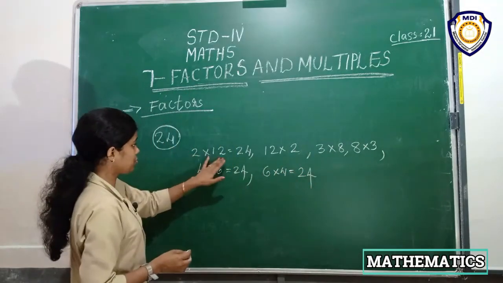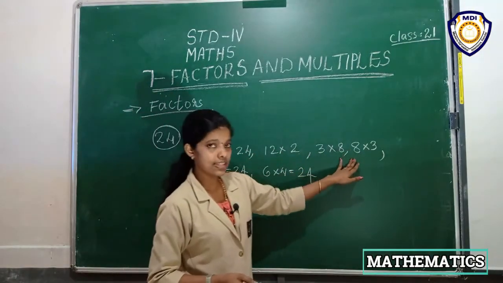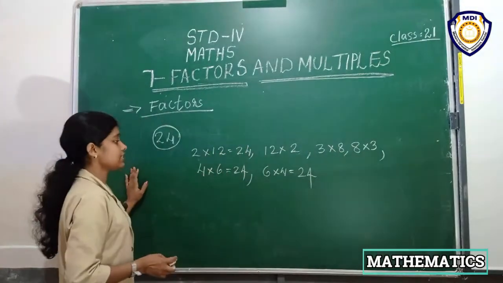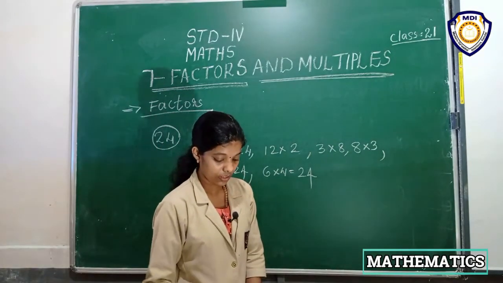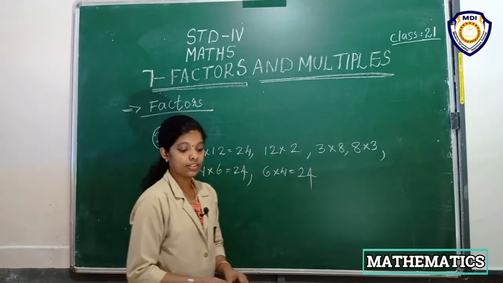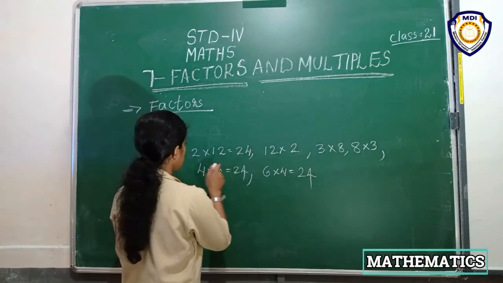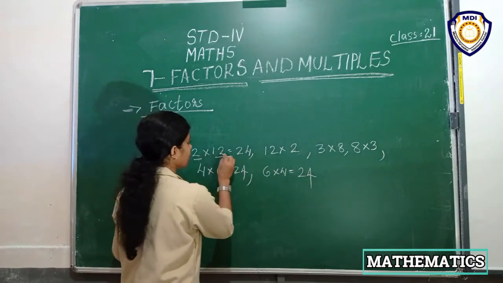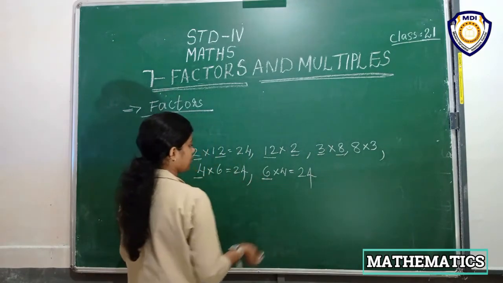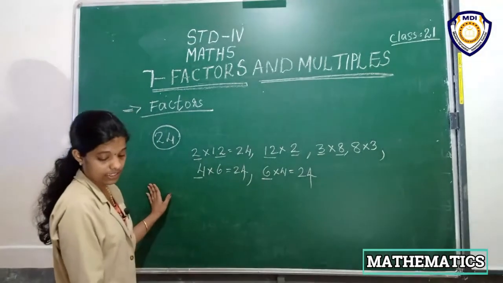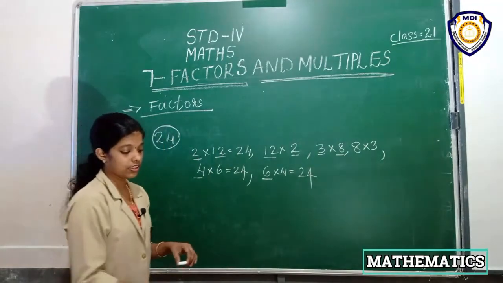Okay. 2 into 12, 24. 12 into 2, 24. 3 8s are 24. 8 3s are 24. 4 6s are 24. 6 4s are 24. Okay. This is the factors. 2, 12, 12, 2, 3, 8, 4, 6. Here 1 is also a factor.